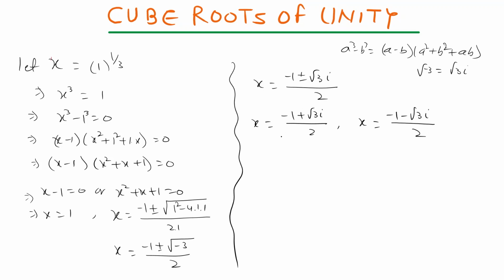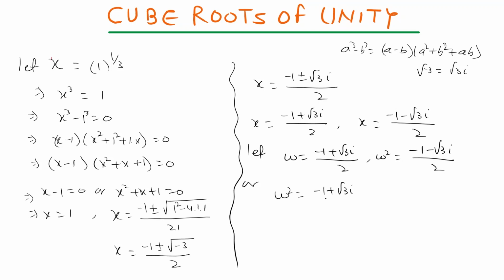So now let us see here. If you call this one omega, just name it. Let omega be equal to minus 1 plus root 3 iota by 2. Then the other we will call omega square. So the second value of x, minus 1 minus root 3 iota by 2, is called omega square. Else we can suppose that minus 1 plus root 3 iota by 2 is omega square, and then minus 1 minus root 3 iota by 2 is called omega, right?